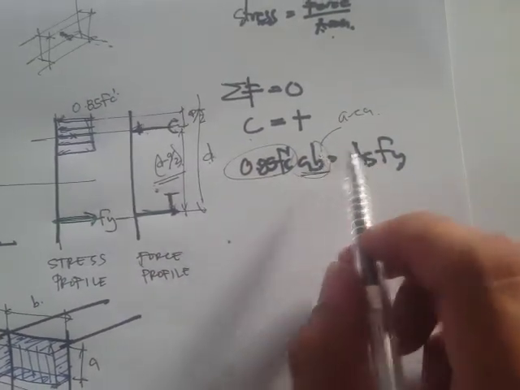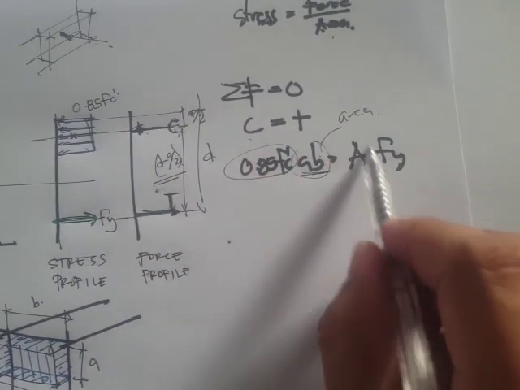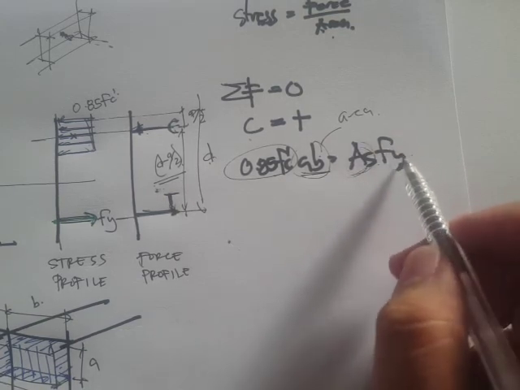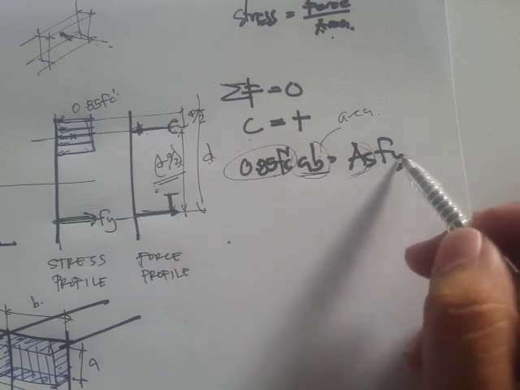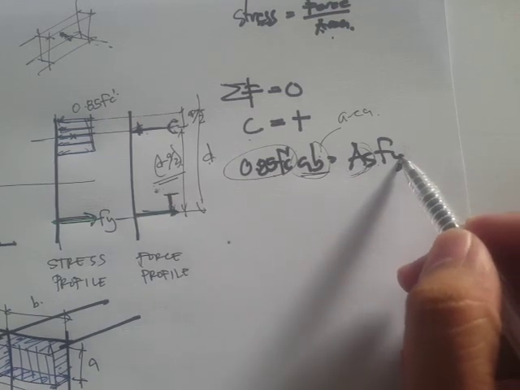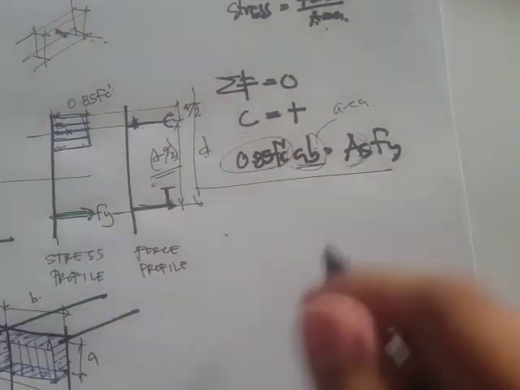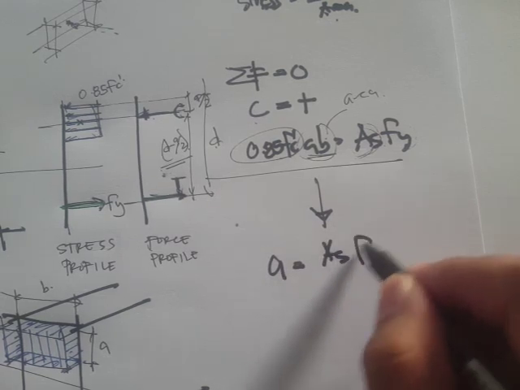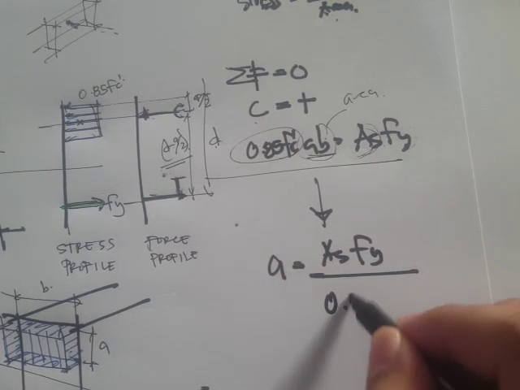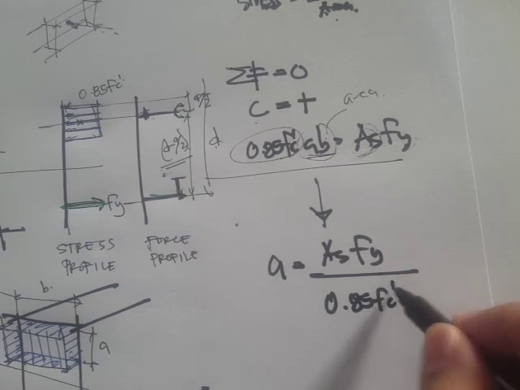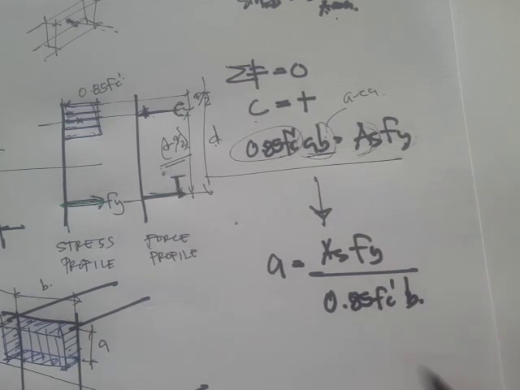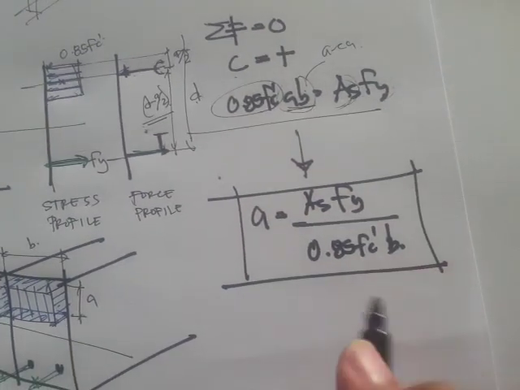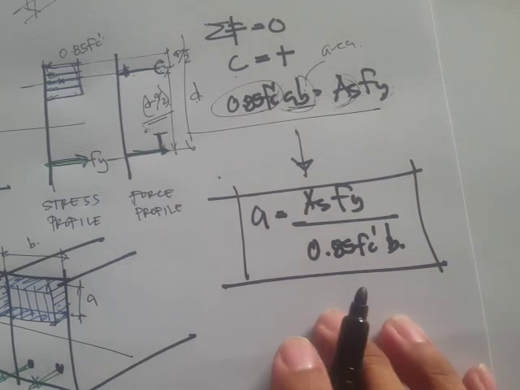Then at the tension side, we have area of steel times the stresses, or actually the strength of steel, Fy. Okay, so from this equation, we can derive the value of the depth of stress block. So A is equal to AsFy all over 0.85 FC prime B. Okay, so we'll put this in a box because we'll use this equation in the analysis of beams.